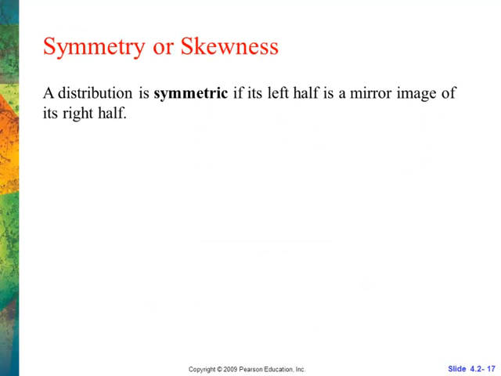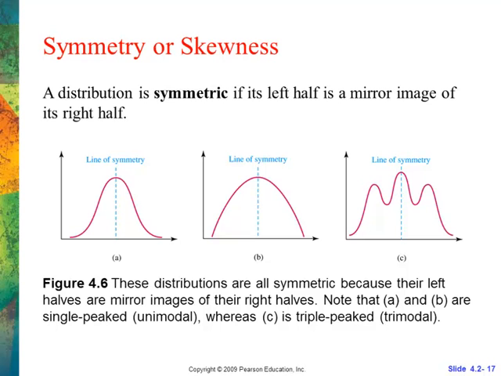Skewness talks about the symmetry of a graph. Can we fold it over and have it be equal? All of these are symmetric. If we fold them in half, they look exactly the same.